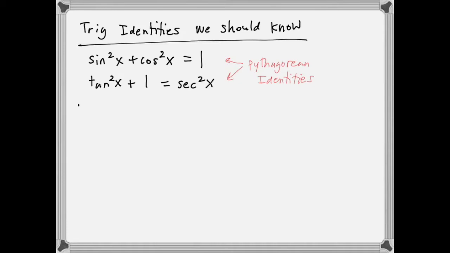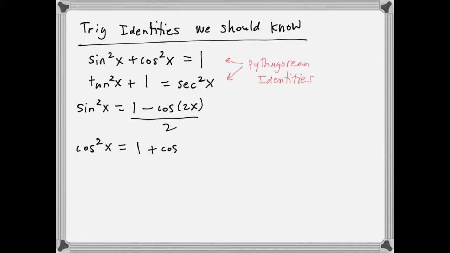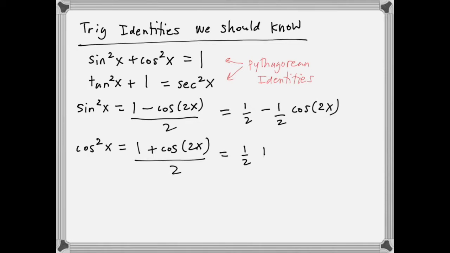So the first one is sine squared x is equal to 1 minus cosine of 2x all over 2. And the other one is cosine squared x is equal to 1 plus cosine of 2x all over 2. Okay. Now, one more thing I want to say here: usually I will write it this way, just because it makes the integral easier to do when you don't write it as a fraction. But you can write it either way, right? These mean the same thing.